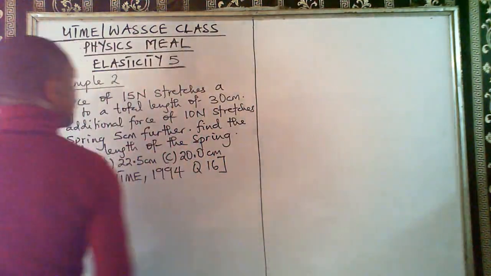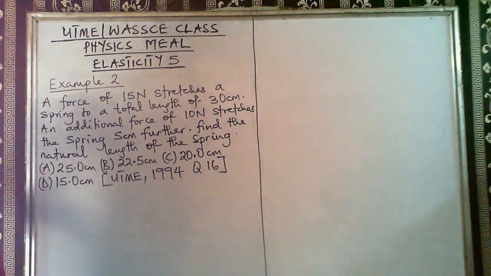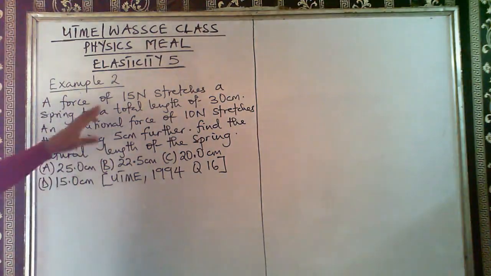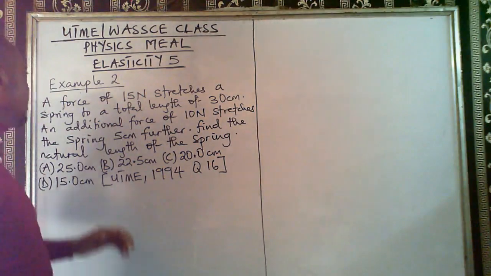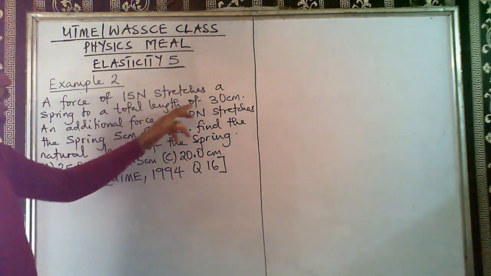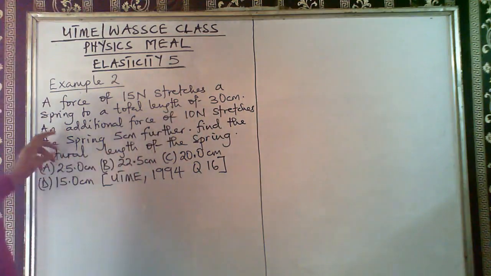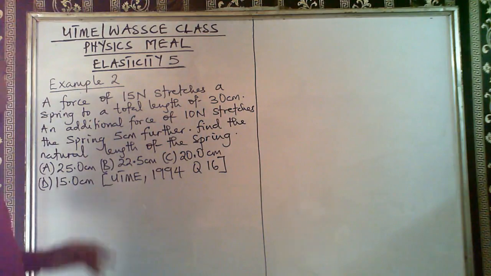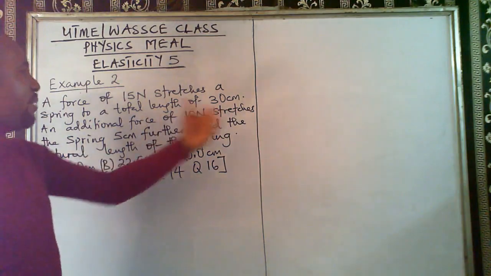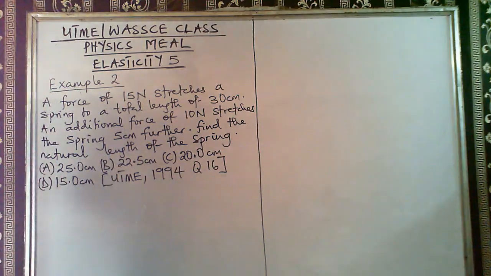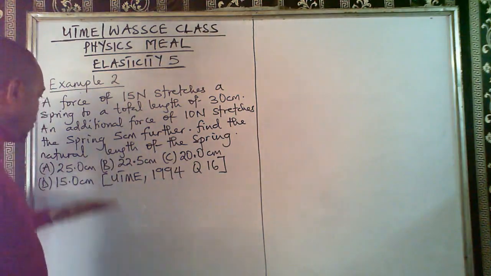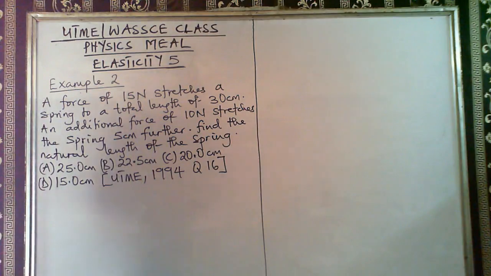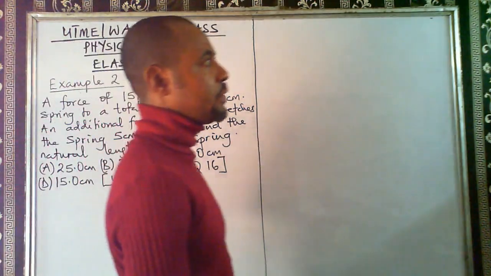Example 2. This is elasticity part 5. A force of 15 newtons stretches a spring to a total length of 30 cm. An additional force of 10 newtons stretches the spring 5 cm further. Find the natural length of the spring. And we're given options. This is UTME 1994, question number 16.